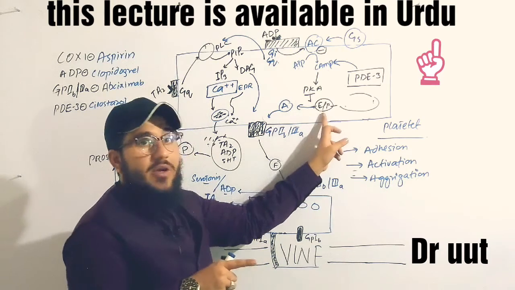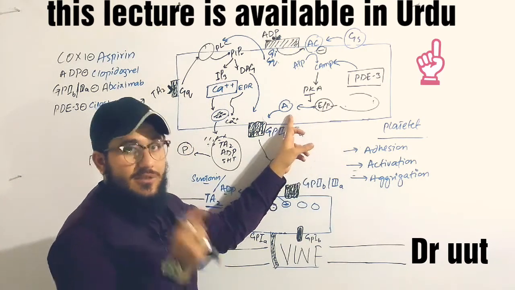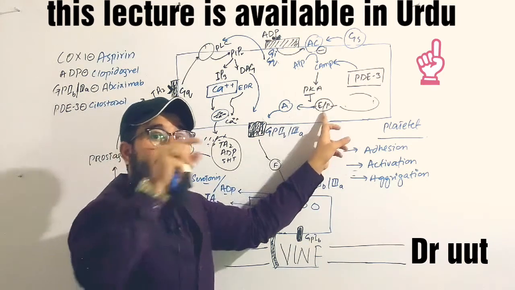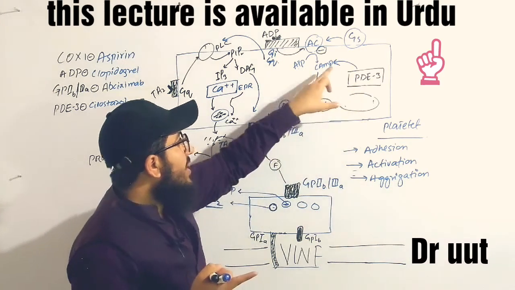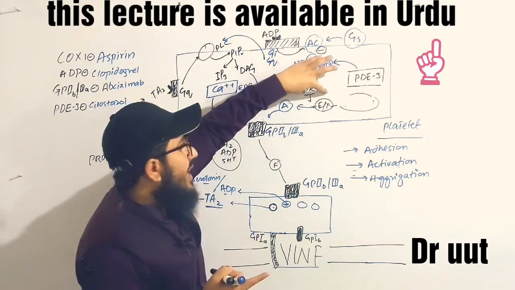When the proteins are not phosphorylated, they will become active. This concept you must keep in mind. When these proteins or these enzymes are phosphorylated, they will become inactive. So now here, this phosphodiesterase is actually inhibiting cyclic AMP, or you can say this is inhibiting protein kinase A.